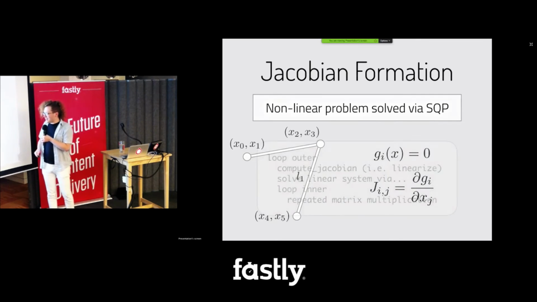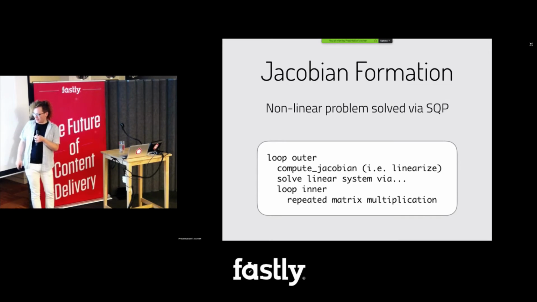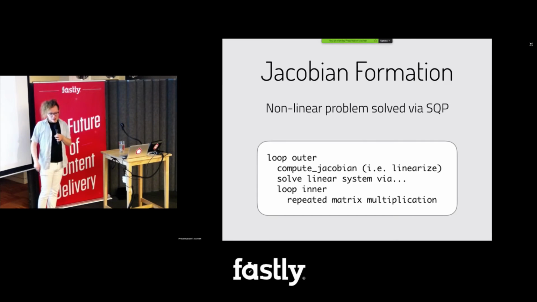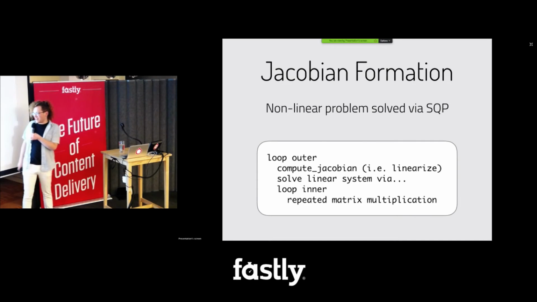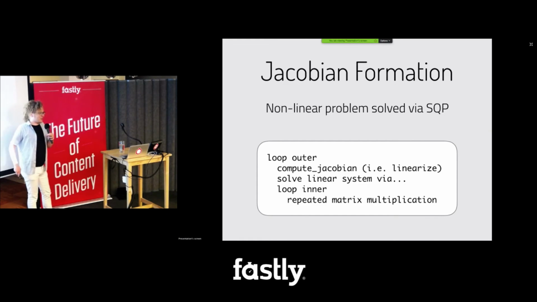So even if you didn't get all that, here's the key thing: this is basically what's going to happen with the code. There's going to be an outer loop where you compute the Jacobian matrix as you linearize the system, and then you solve that linear system. And a bunch of the solvers for doing that, it turns out, tend to rely on doing repeated matrix multiplication. And the matrix in question here is that Jacobian matrix.